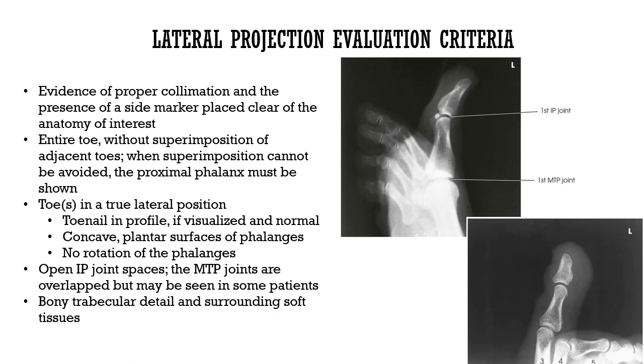We want to see the concavity on the plantar surface of the phalanx. And then we can see on the third digit that we're looking at the concavity also on the anterior surface. We want to see open interphalangeal joints as well, and the MTP joints are likely overlapping but can be seen in some patients.